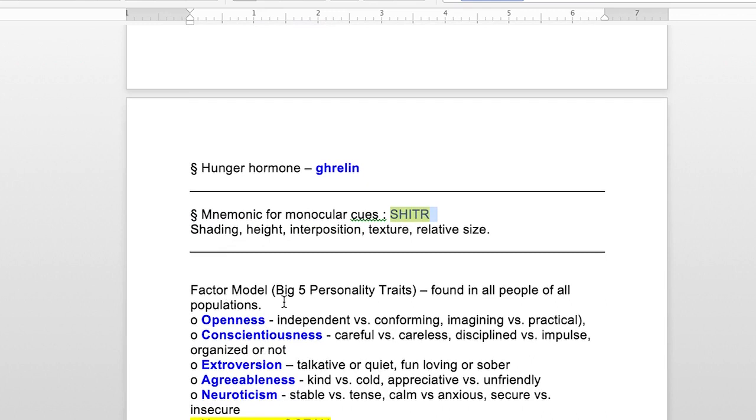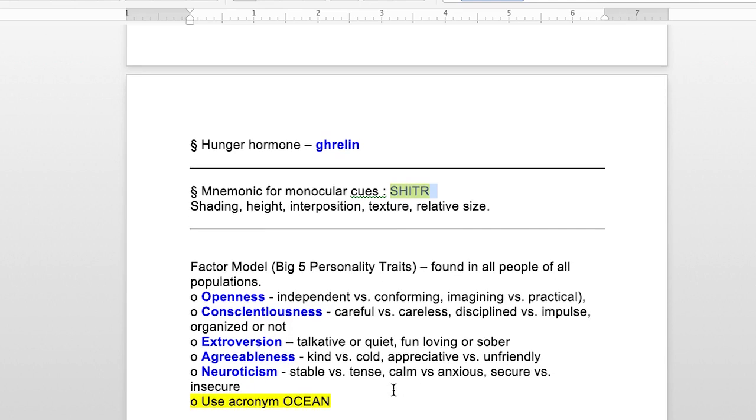Next, the five factor model, the big five personality traits. Just know this acronym OCEAN. Openness, conscientiousness, extroversion, agreeableness, and neuroticism.